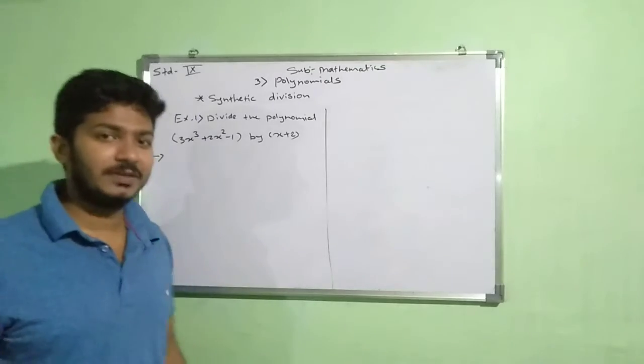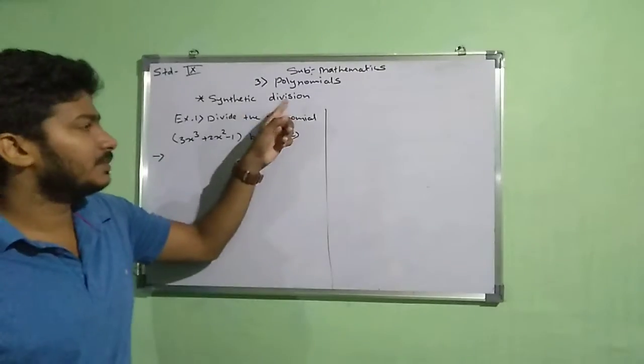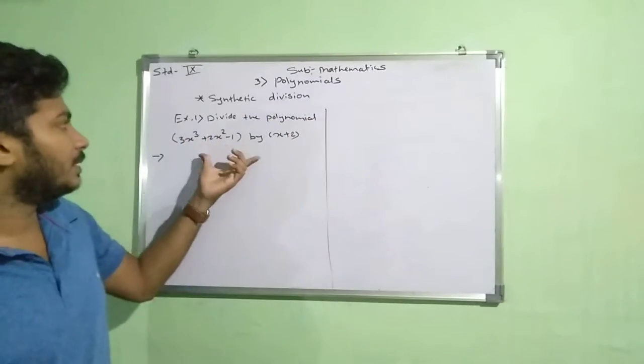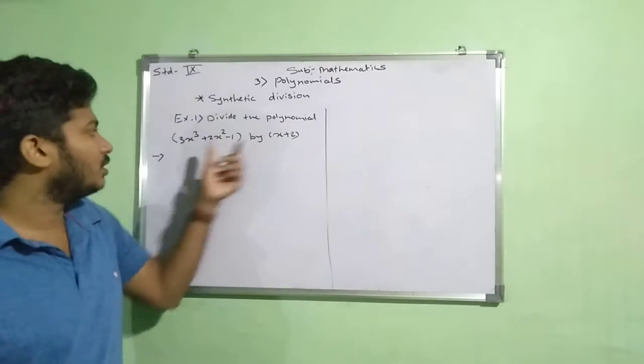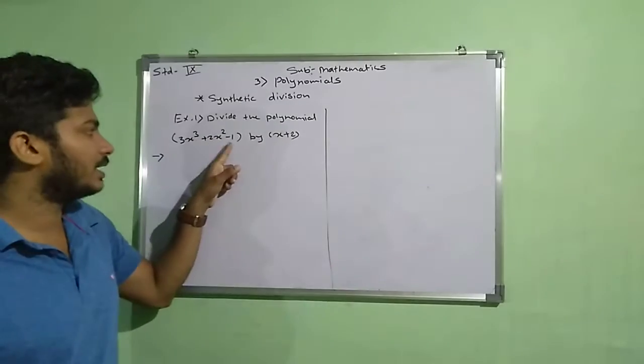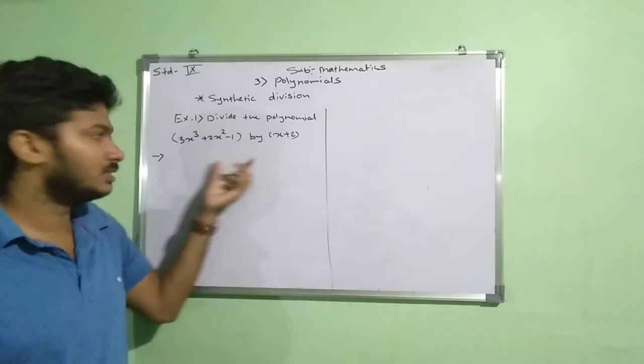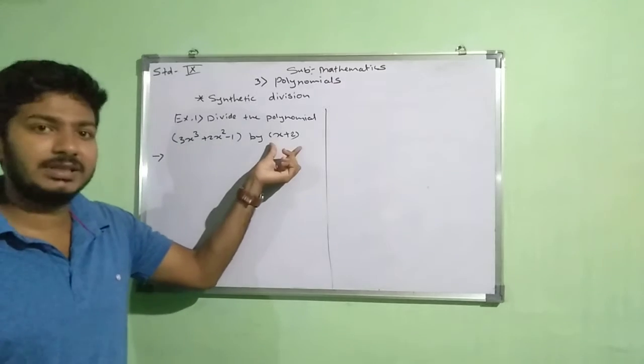Hello students, today we will see the synthetic division method. Now this is example 1: divide the polynomial 3x cube plus 2x square minus 1 by x plus 2. This is the dividend and this one is the divisor.